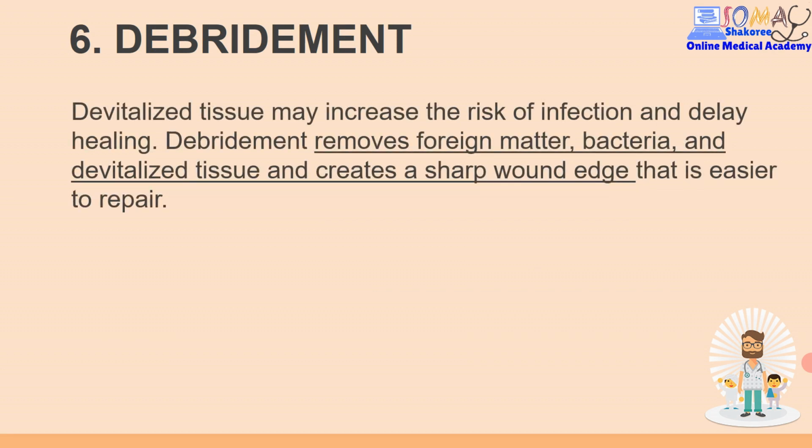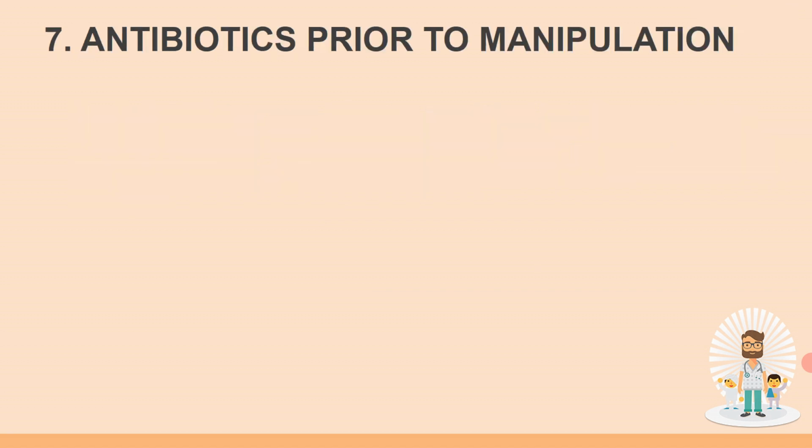Number 6 is debridement. What do we mean by debridement? Removal of dead tissue, exactly. Removal of foreign matter, bacteria, and devitalized tissue. That's what we will do. After we irrigate the wound, now we can see the dead tissue. Okay?